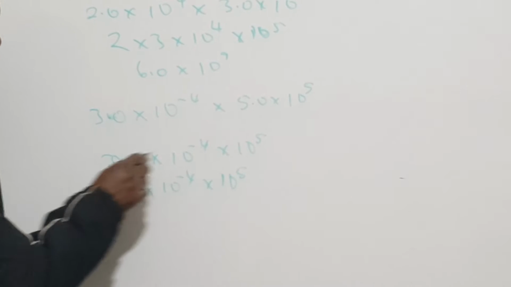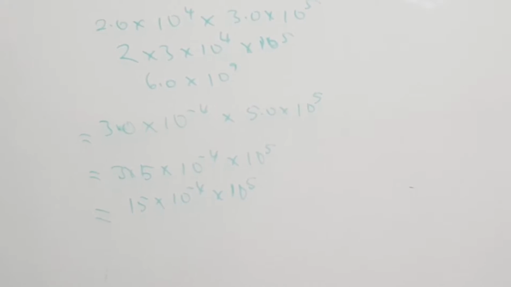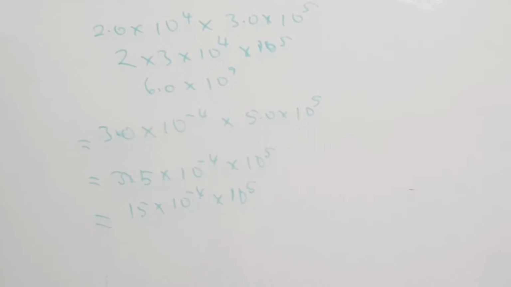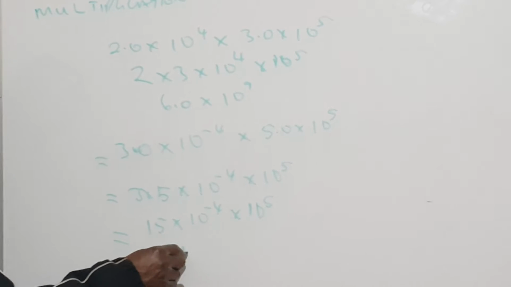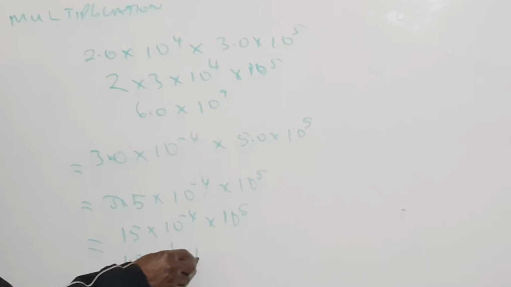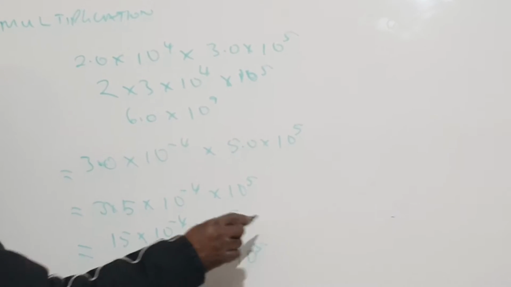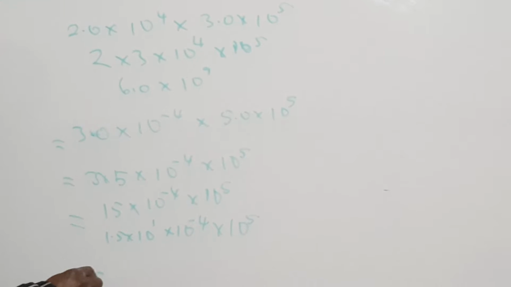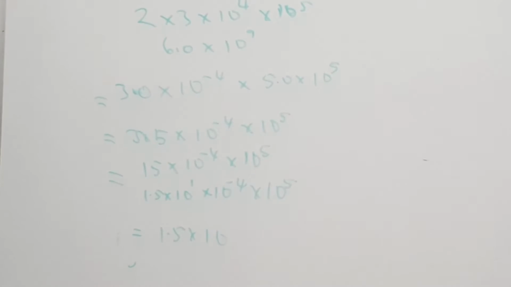Look at the way I'm doing it. I'm doing it systematically. Okay? So now look at 15. Is it in this form? No. So this will be 1.5 times 10 to the power 1. Don't hesitate. 10 to the power minus 4 is already there, times 10 to the power 5. So this is 1.5 times 10 to the power... We add because we are multiplying.